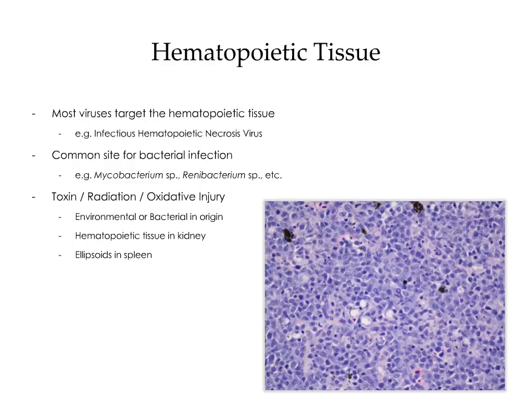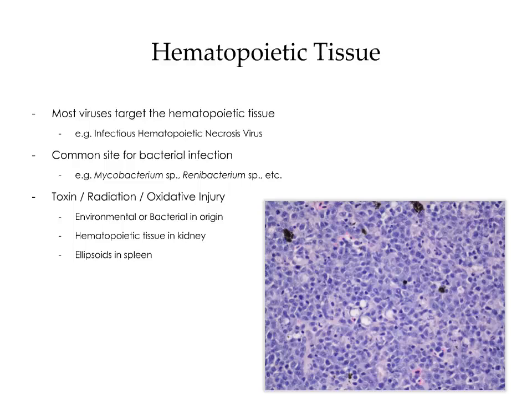Hematopoietic tissue has a high level of metabolic activity, making it particularly prone to injury. Most viruses target the hematopoietic tissue. Examples include infectious hematopoietic necrosis virus. It's also a common site for bacterial infection. Examples include Mycobacterium and Renibacterium salmoninarum.